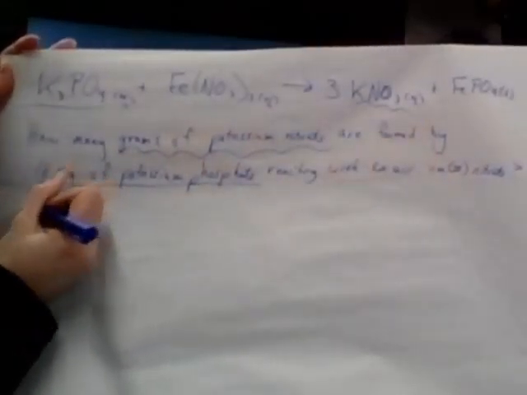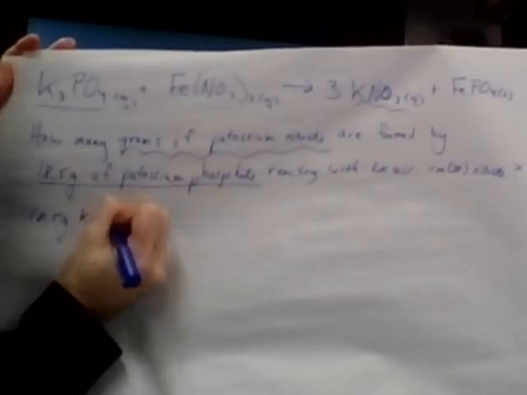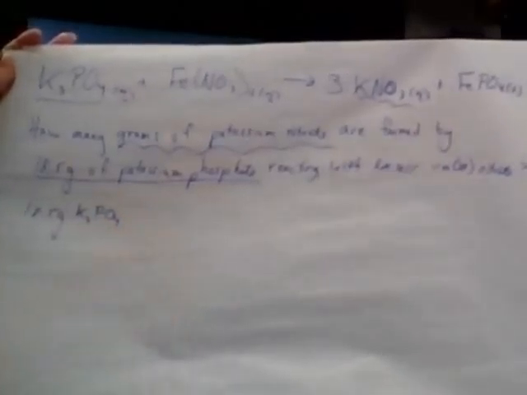Okay, so again, my given is 18.5 grams. And I want to get in the habit of writing down the formula of my given substance from the balanced equation. So you would not be including coefficients. That's not a part of the identity of the substance. K3PO4 is the formula for potassium phosphate. So that's my given. So I want grams of potassium nitrate.